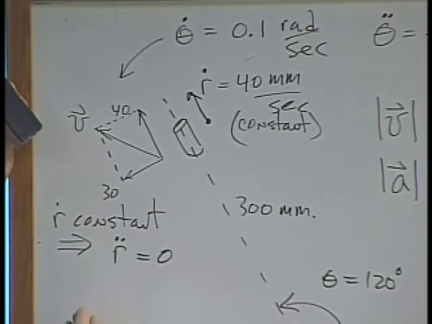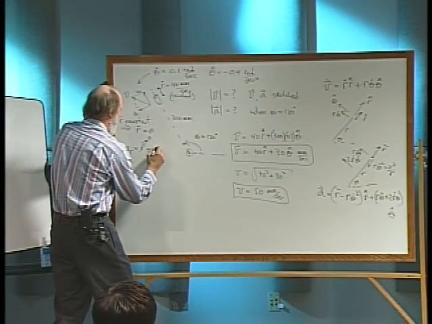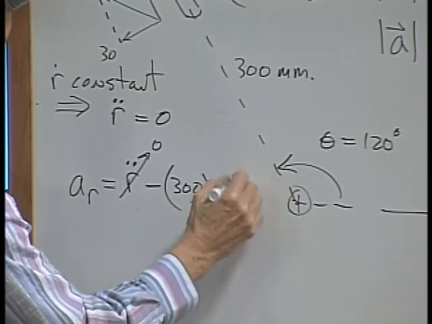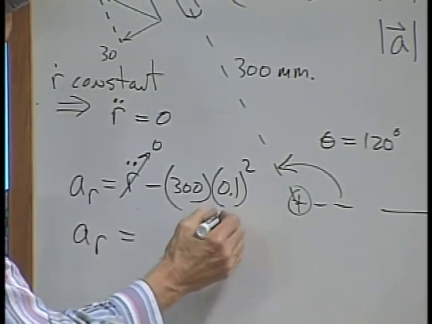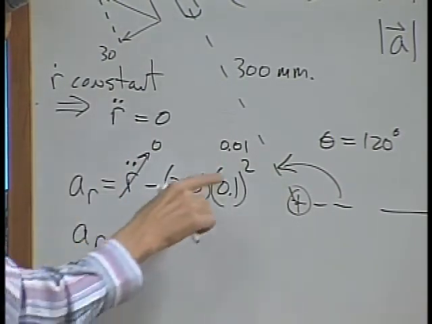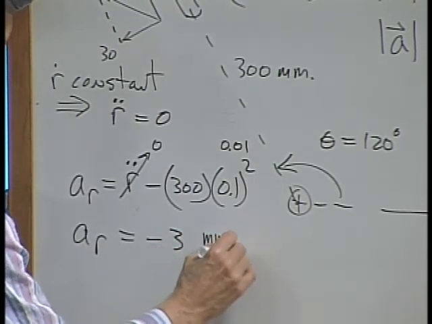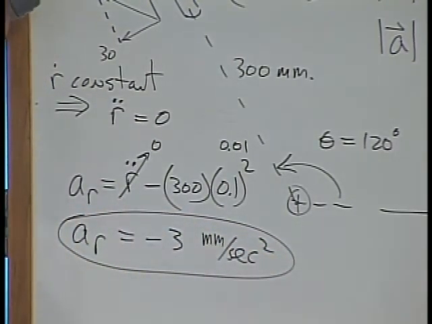So to work up the a_r, the radial acceleration term, r double dot is 0. And so we subtract r theta dot squared from that, and that's going to be our 300 times theta dot, a 10th, being squared. So our a_r term is going to be 300 times 0.01, so that's going to be -3. And this is going to be in millimeters per second squared as an intermediate result. Did you have that okay, Jake? Yeah.